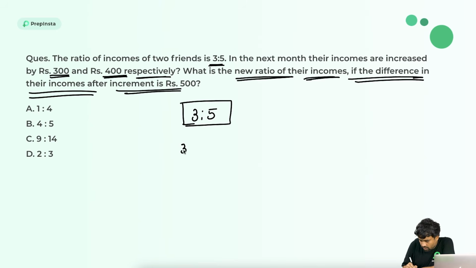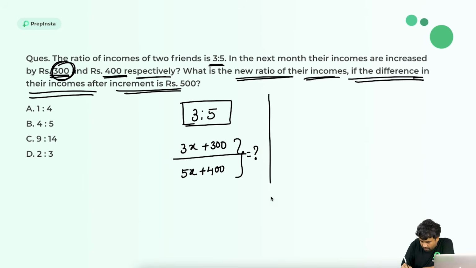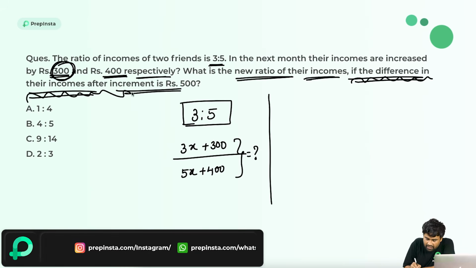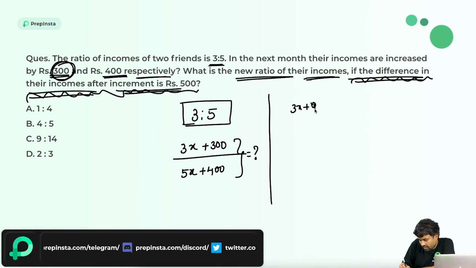Just look here. Here I do not want to assume 300, 500. I will assume 3x and 5x. So the first person's income is increased by 300. Why? Because in ratio additions we have to do it with the x variable only. So 3x plus 300, and the second person's salary is increased by 400. So we need to find the new ratio, right? Apart from that, the additional information they gave is that the difference in their incomes after increment is 500. After increment, what are their salaries? 3x plus 300 and 5x plus 400.